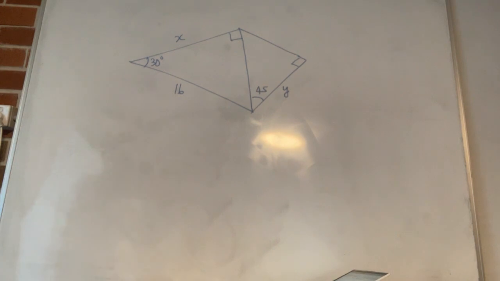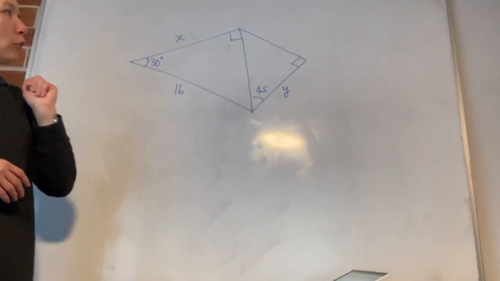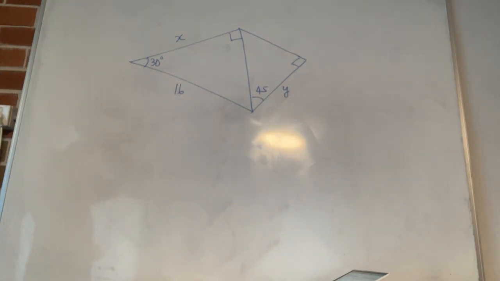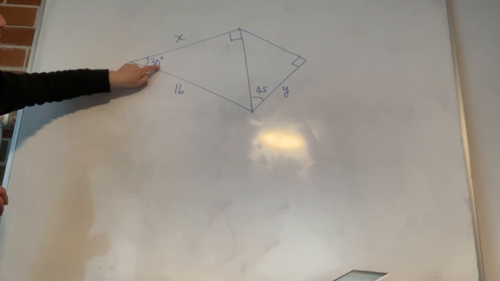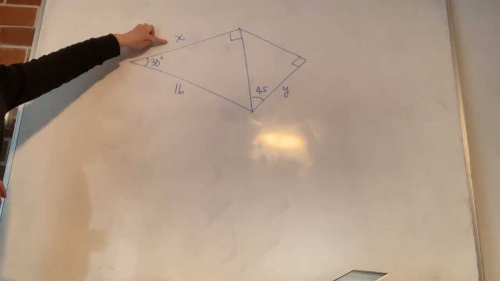Just like when you apply your sine rule and cosine rule, we always look at the triangle that has the most information. Which triangle? Does the small triangle have more info, or the big triangle? That we are going to start with. Big one, I agree. Because in the big one, I have an angle, I have a side, I only have one unknown. So what am I going to use?